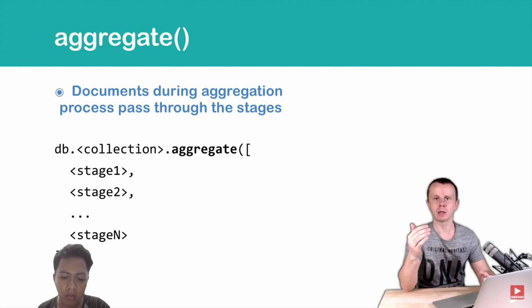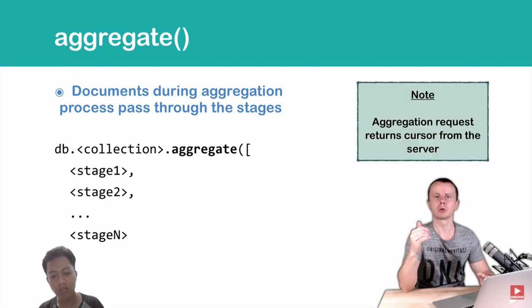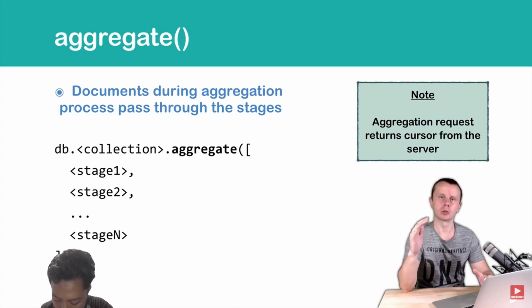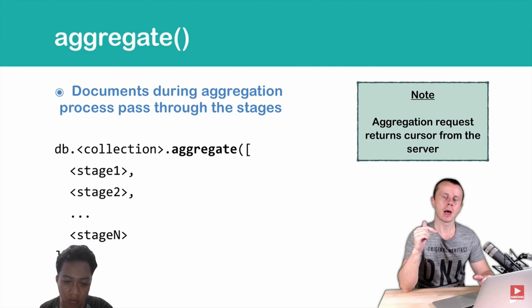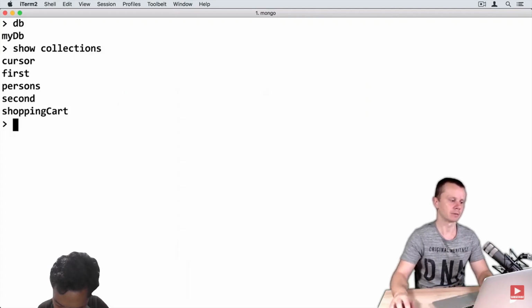And those results are returned as a cursor. We have talked about cursor before and will not repeat it here. Let's go to the MongoDB shell and try the aggregate method. We will try it with an empty array, without any stages, and let's look at what will happen. So ensure that you are in MyDB and that you have the persons collection inside of it.